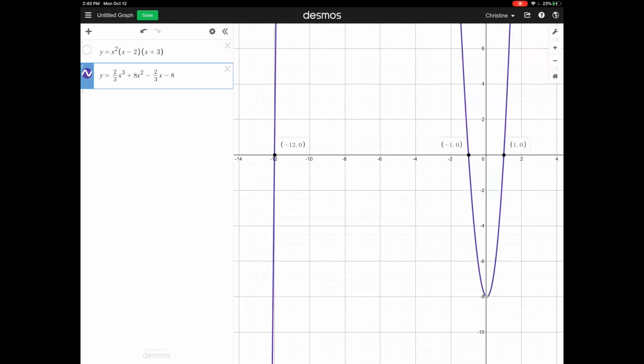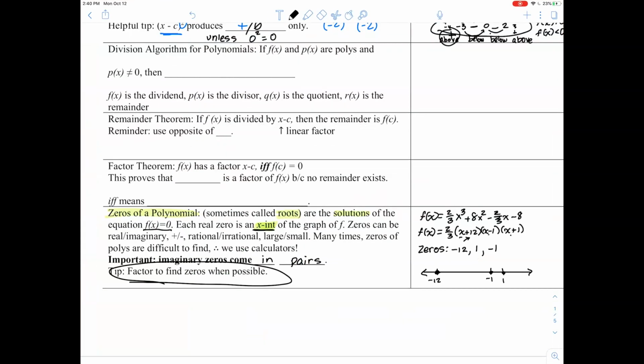And so that's better when these functions are really difficult to factor. You can use your graphing calculator to help you determine where the zeros are. So that's useful to know.